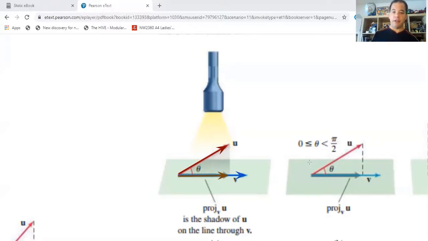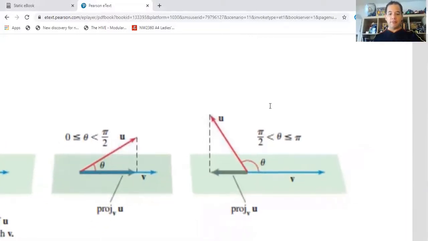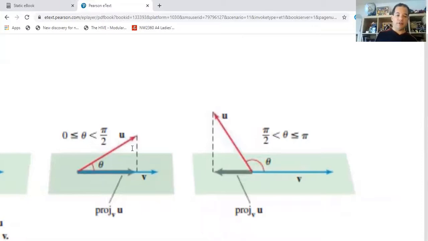So let me erase my drawings here and then show you these pictures on the right. It illustrates two possible situations, right? The picture on the left illustrates the situation when the angle from u to v is acute, between 0 and pi over 2. And that's like the first one we did, right? You get this gray vector as the projection. And the picture on the right is when the angle is greater than pi over 2.